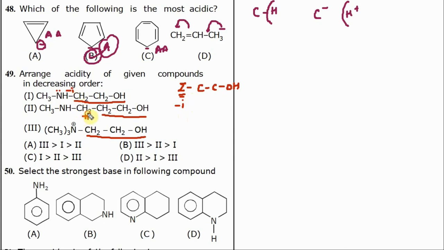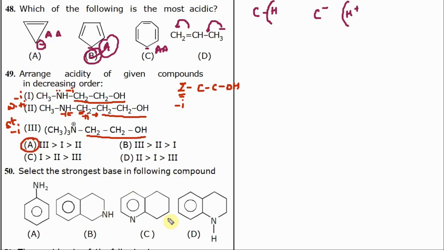When going here, this is plus I. Its plus I reduces because of this minus I. Since this pulls a bit, the donation to this side reduces. But still, nevertheless, this is plus I. When I go here, this is N plus. N plus is the strongest minus I. If you go and look at your notes, this is the strongest minus I. So this is strong minus I. This is minus I. This is weak plus I. So I can say 3 greater than 1 greater than 2.